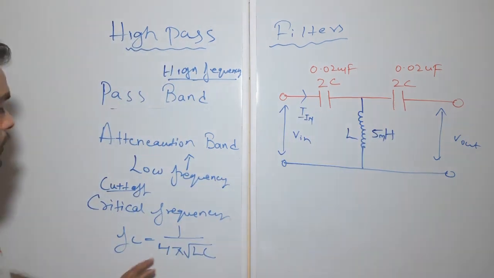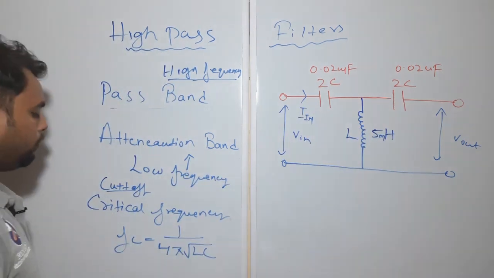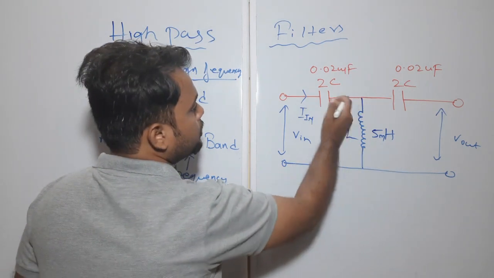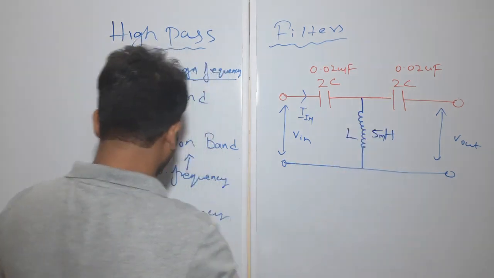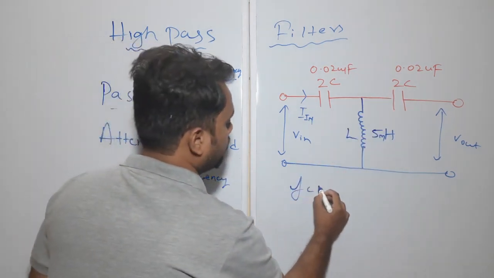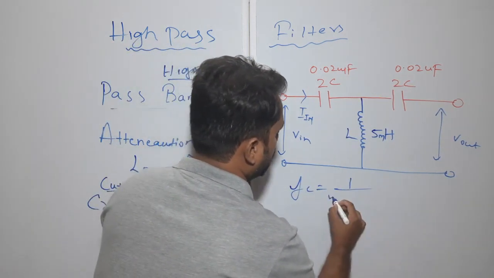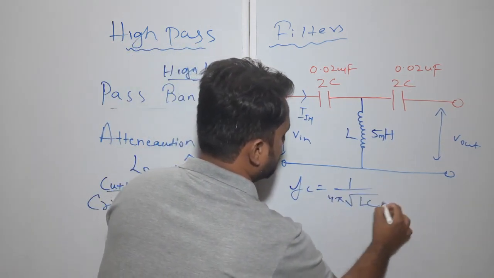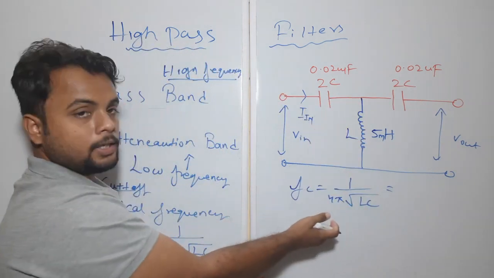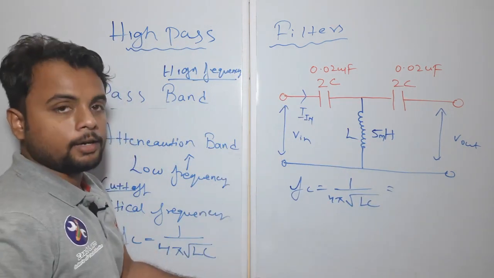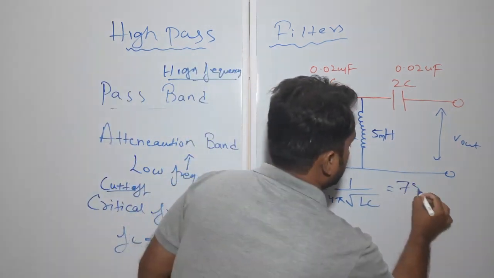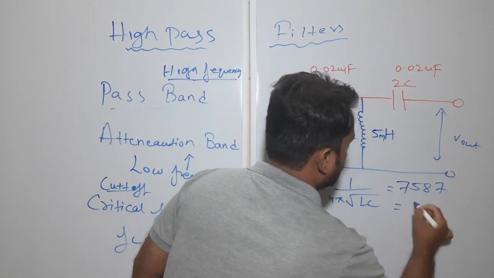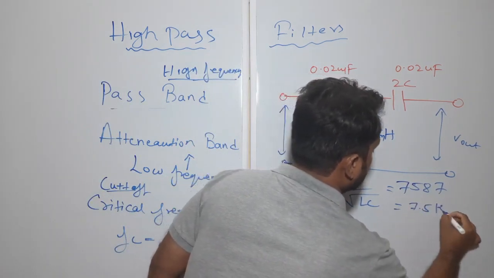So now let's calculate the value of Fc. As you can see, the L and C values are given here. So if I calculate the value of Fc, the cutoff frequency will be 1 by 4 pi root over LC. Now if I put the values of L and C here, the cutoff frequency that I will get will be 7587, that is around 7.5 kilohertz.